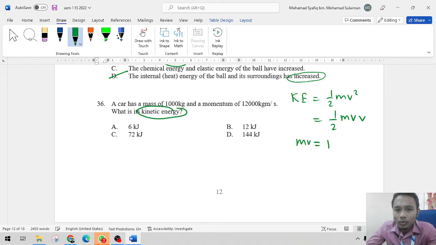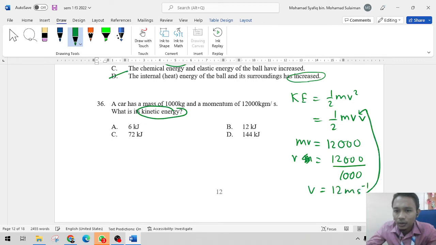Sorry, we want to find velocity. So 12,000 divide the mass 1,000. So velocity is 12 meter per second. So we include back here. So kinetic energy is equal to 1 over 2. Mass is 1,000. mv is 12,000 and v is 12.